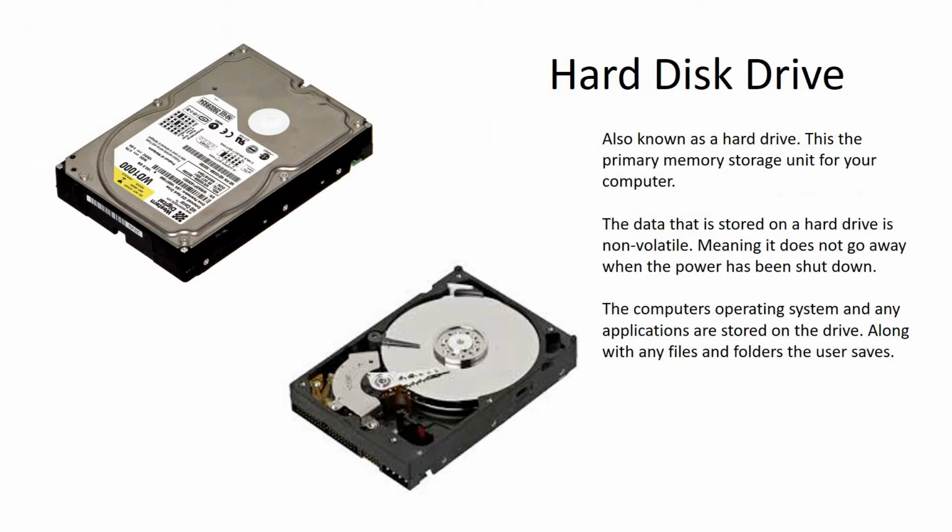Hard disk drive, also known as a hard drive. This is your primary memory storage unit for your computer. The data that is stored on a hard drive is non-volatile, meaning it does not go away when the power has been shut off. The computer's operating system and any applications are stored on the drive, along with any files and folders the user saves. If you're saving any kind of work to your computer, it's saving it to the hard drive.